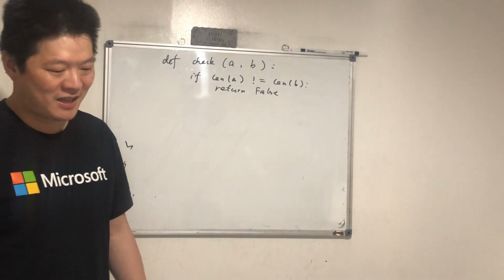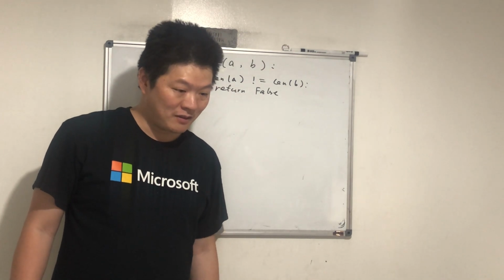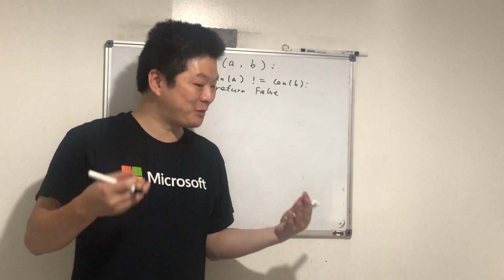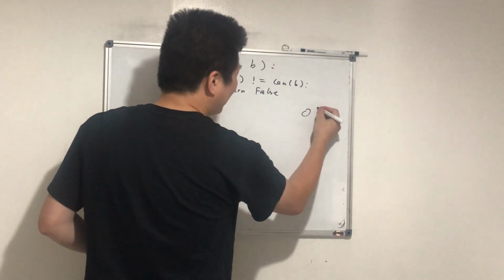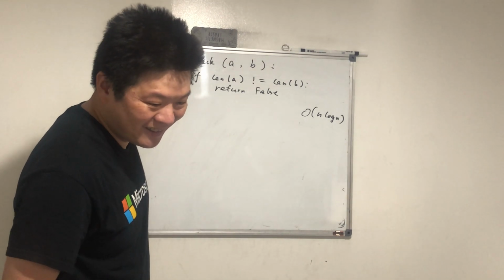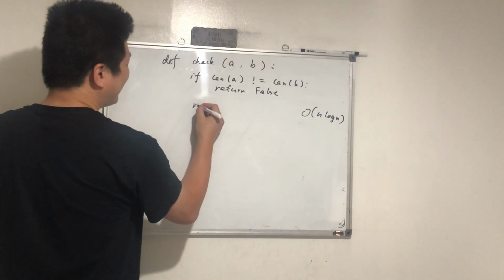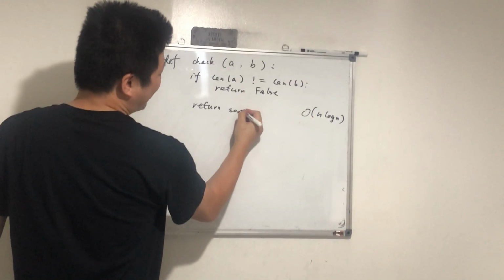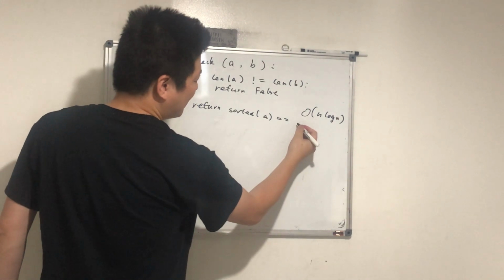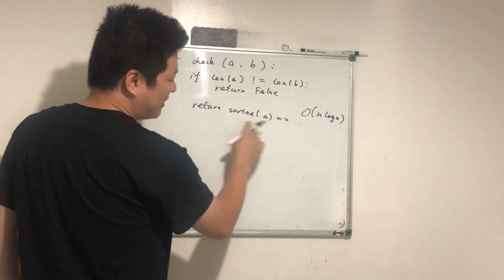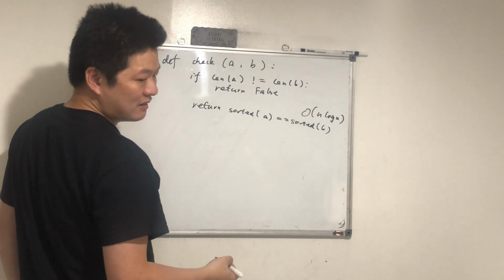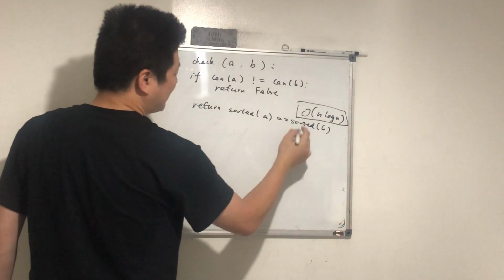First of all, we can do this in O(n log n). How? We can sort it. If we sort both, what happens? They will be the same, exactly. So we return sorted A equals sorted B. What's the time complexity? O(n log n). What's the space complexity? O(1).